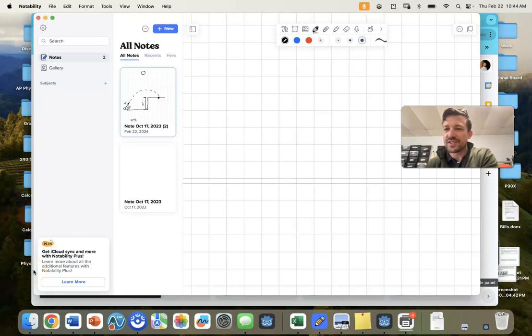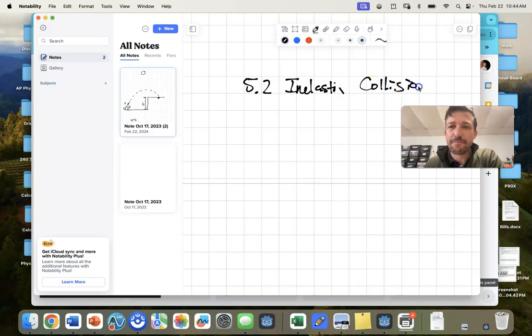Hello students, so today we are doing 5.2, and that would be inelastic collisions. Okay, and that was supposed to be a C. Inelastic collisions. Okay, so last time I taught you elastic collisions.